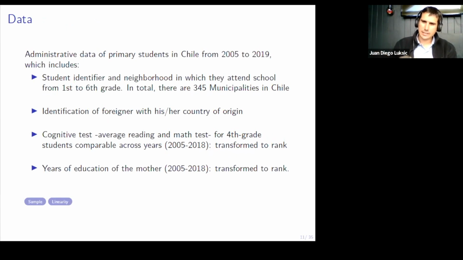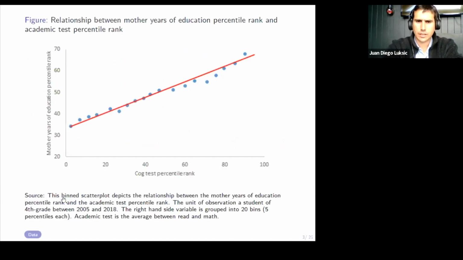Why do I need this? Because my neighborhood effect estimation will require that I can follow students and use different timing of exposure in different neighborhoods. I will give you the intuition afterwards. I also have what I call the cognitive test, which is not most correct because it's just the average of reading and math. And I have the years of education of the mother that I transform into rank. I got both outcomes transformed into rank just because if I do that, then the relation is linear, something that also will be very useful for estimation of neighborhood effect.